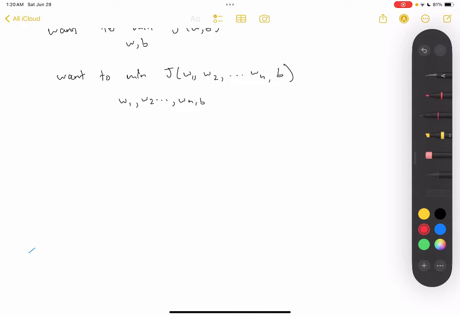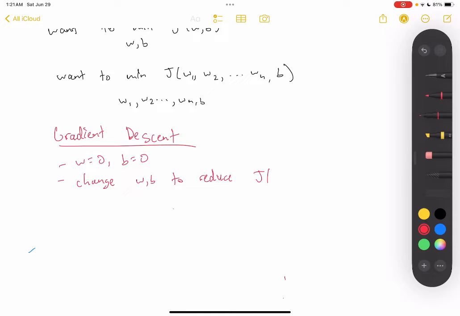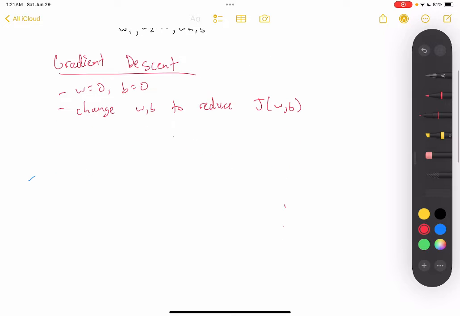So let's go over the outline of what gradient descent looks like. In gradient descent, we'll start off with some W and B. Say we'll set W equal to 0 and B equal to 0. We have to initialize our parameters to some values. And what we'll be doing with these parameters is changing them to reduce the cost function, J(W,B). So we're going to change W and B to reduce our cost function, and we're going to keep doing this iteratively until we find a minimum.